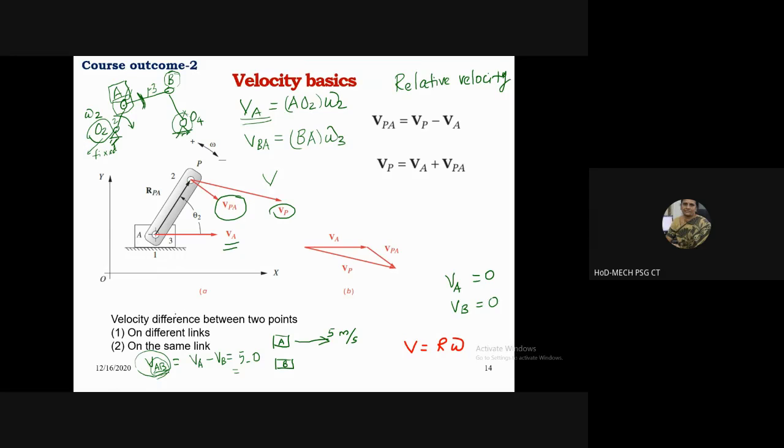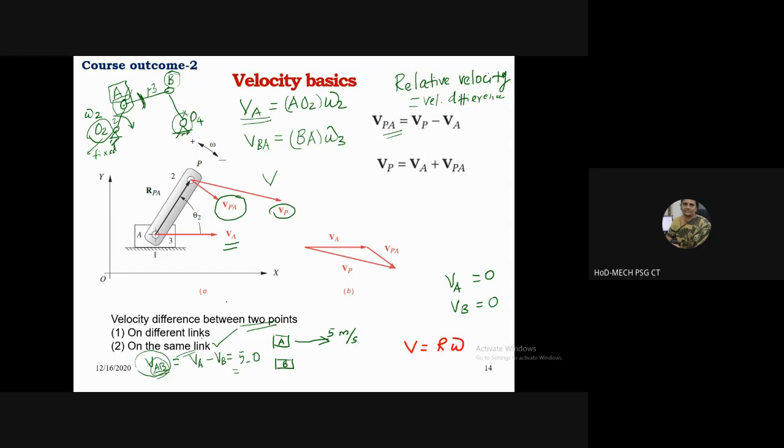You can talk of velocity difference between two points which are on different links, and you can find out the velocity difference between two points on the same link. So relative velocity is nothing but the velocity difference between two points or two bodies, and it has to be written with two subscripts like this. You can talk of velocity of A with respect to B, velocity of B with respect to A, velocity of P with respect to A, and so on. Now in mechanisms, in our kinematic analysis, we are more interested in velocity difference between two different points on the same link. This is what we will be making use of to a large extent.